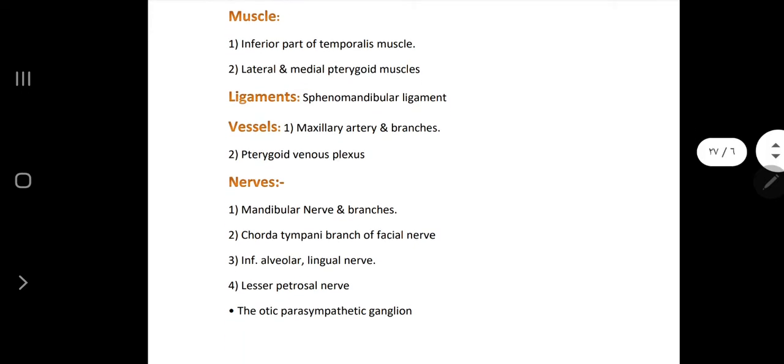أما بالنسبة للنيرف فمتكون من mandibular nerve and their branch، chorda tympani branch of the facial nerve، inferior alveolar and lingual nerve، lesser petrosal nerve and the otic ganglion.